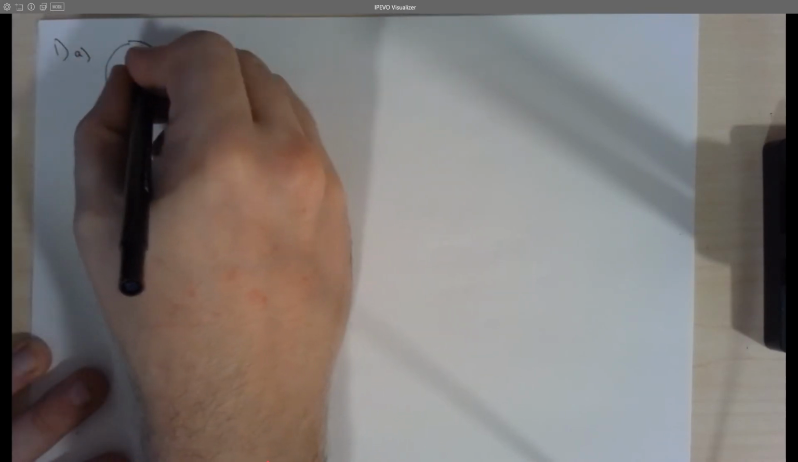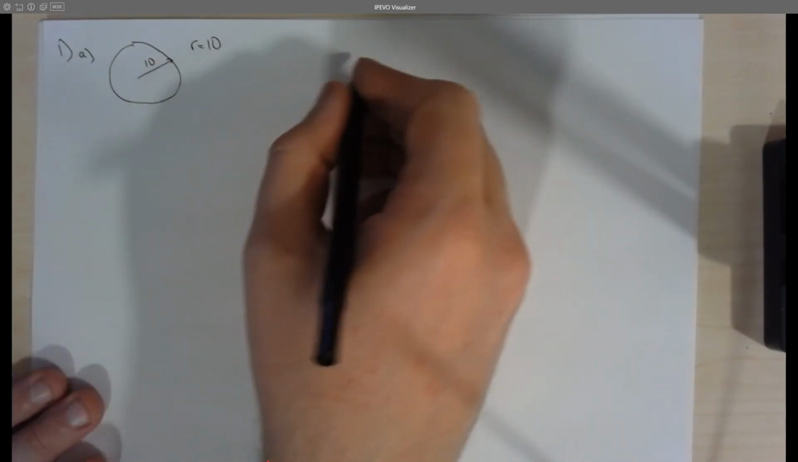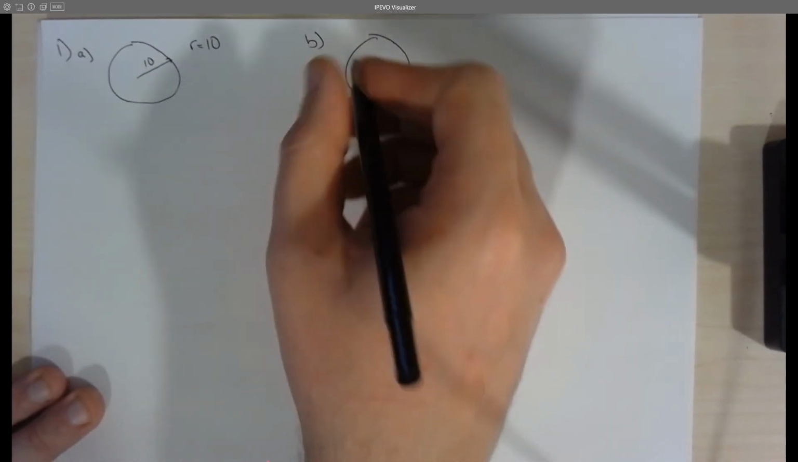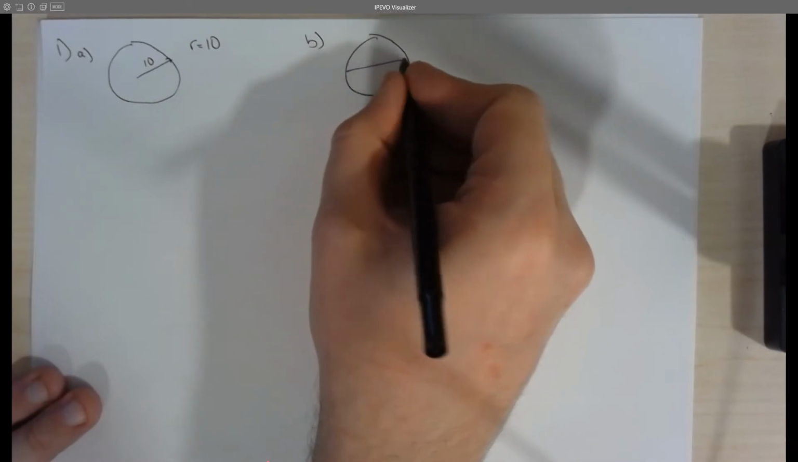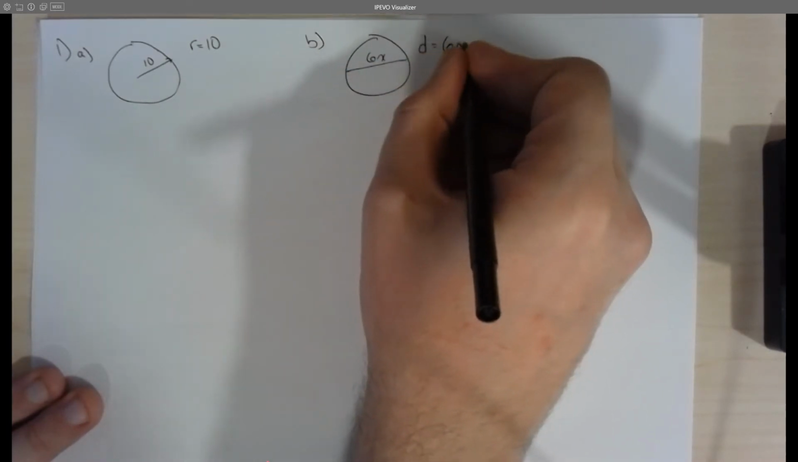So 1A, we're given a circle, and the circle has a line halfway through, which has a number 10. Because it's halfway through, remember that that's the radius. We now know that the radius equals 10. We have another circle where we have a line all the way across, and that is 6x. So now this is our diameter, 6x.